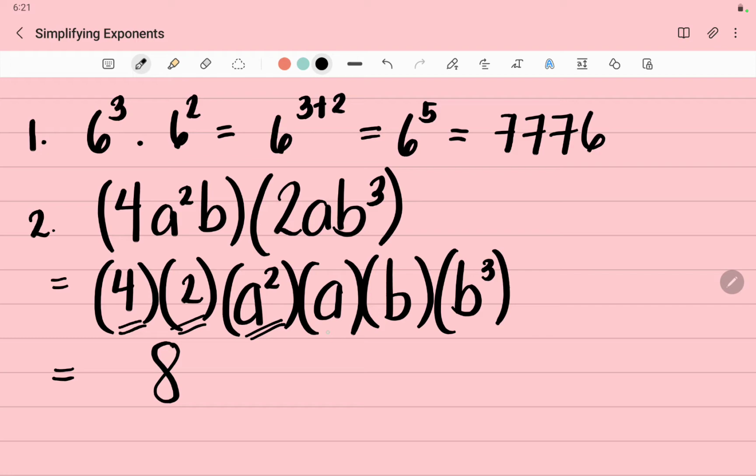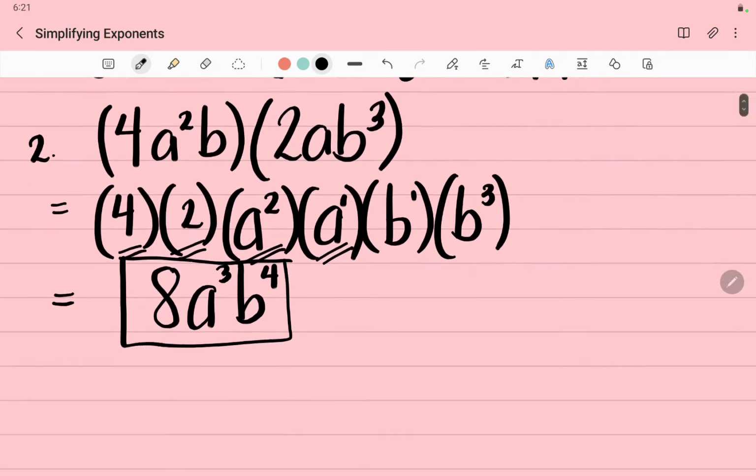A raised to 2 times a. By the way, any number, any letter without an exponent on the right, it should always be raised to 1. So we have now a raised to 3, and we have now b, because that is b raised to 1, b raised to 4. Okay, so that is our final answer.